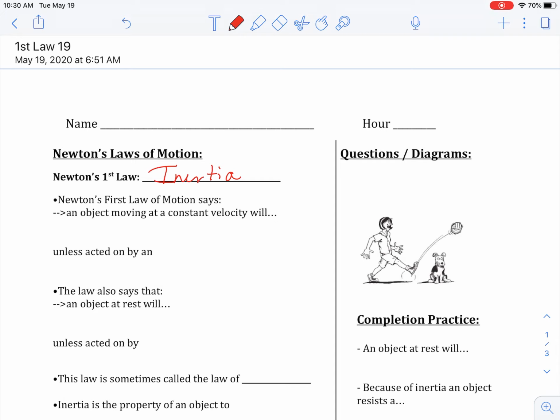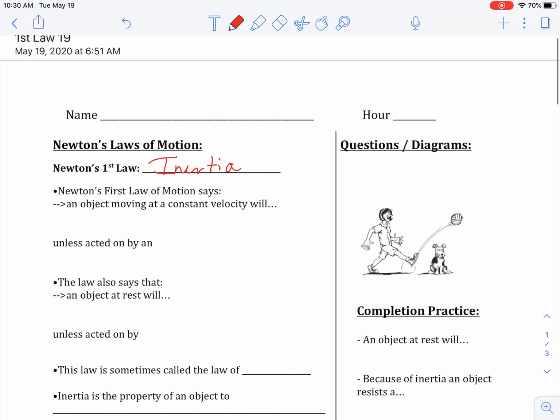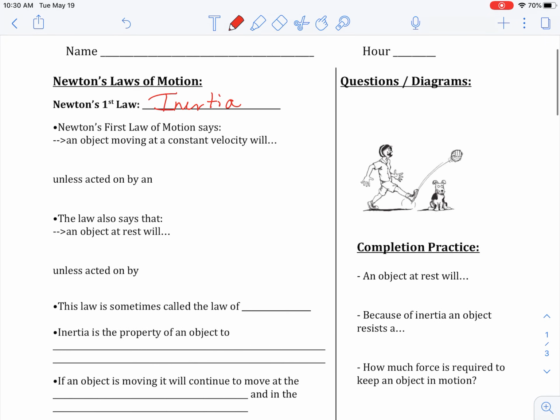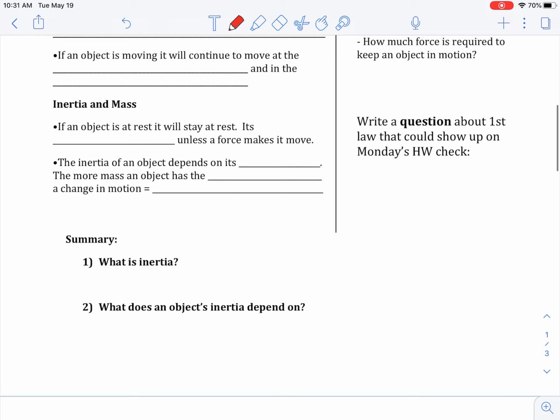this video. So, like always, you are going to fill out both the left-hand side and the right-hand side. Really important that you're practicing answering those questions as you go. You have 2 summary questions to answer today. What is inertia? And don't say property of matter, please. And then the second question is, what does an object's inertia depend on? So go through, answer those. Take a look at the video.